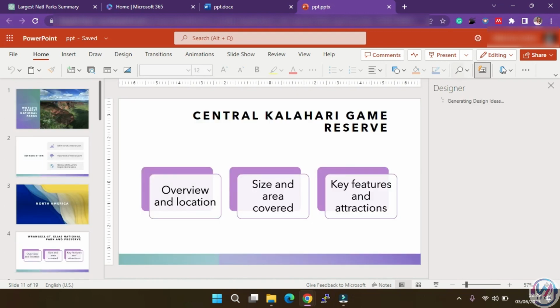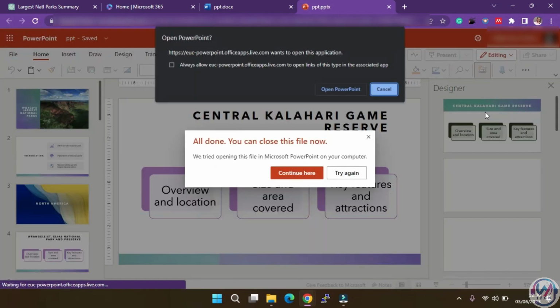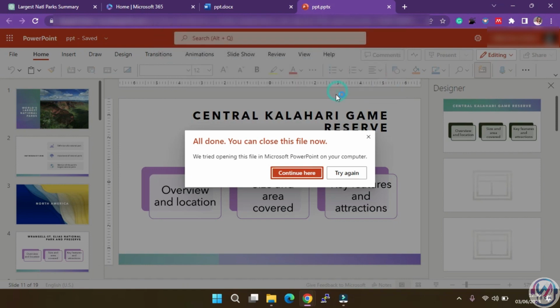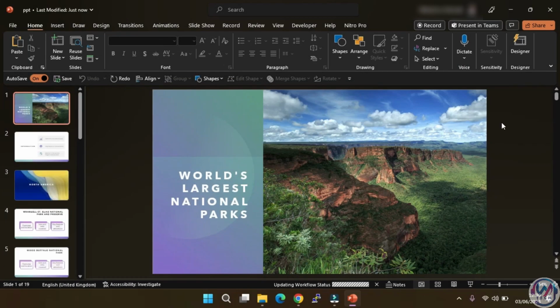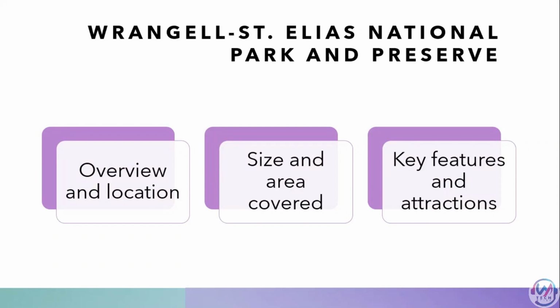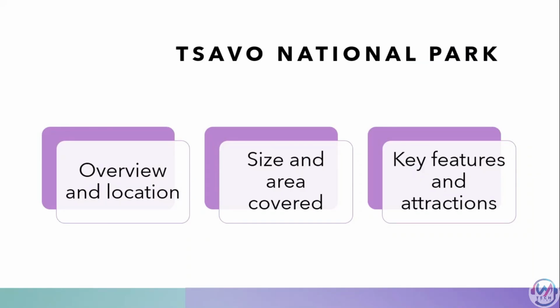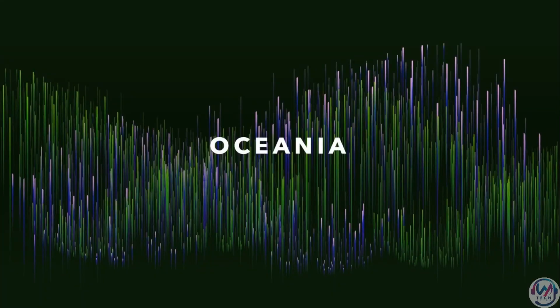We just need to go to the Editing tab and click on Open on Desktop App. This will open our presentation in the full version of PowerPoint, where we can edit and customize it as we like. We can add some animations, transitions, sounds, videos, or anything else that we want to make our presentation more engaging and fun.